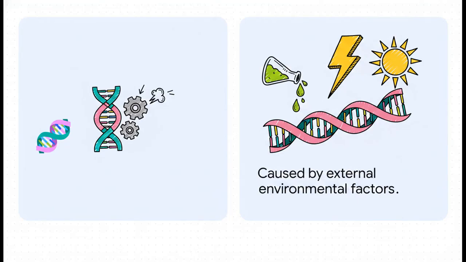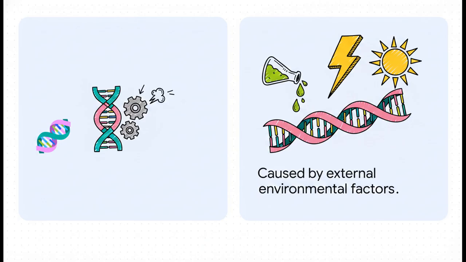So where do these errors actually come from? Well, they originate in two main ways. First up, spontaneous mutations. These are just natural errors. Every single time your cells divide, they have to copy billions of letters of DNA. Naturally, the cellular machinery is going to occasionally make a mistake during that replication process.